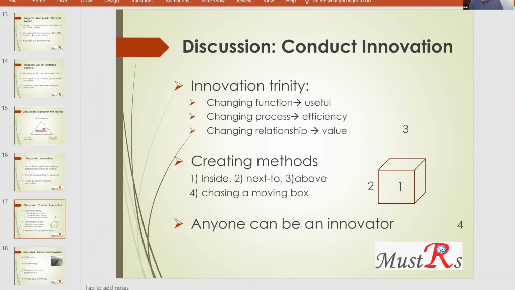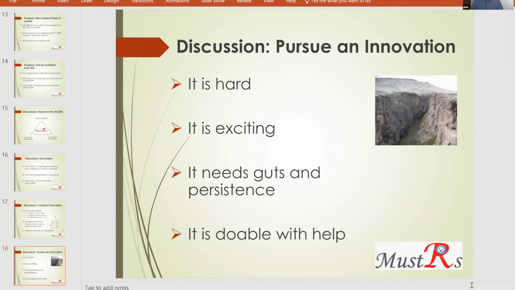Because in innovation I think there is a trinity. That means you can create a function, you can create a process, you can create a new relationship. Okay, because of the time limits, I move to the last one.